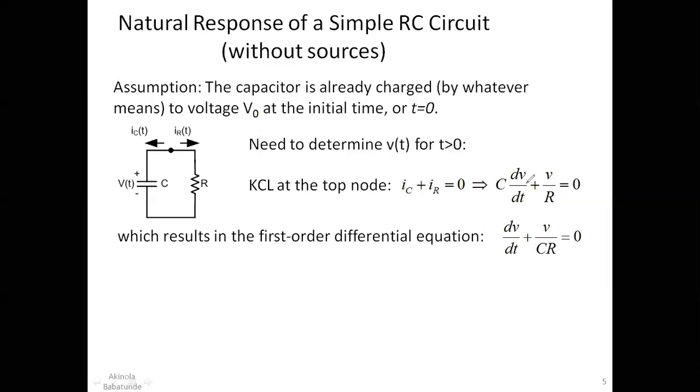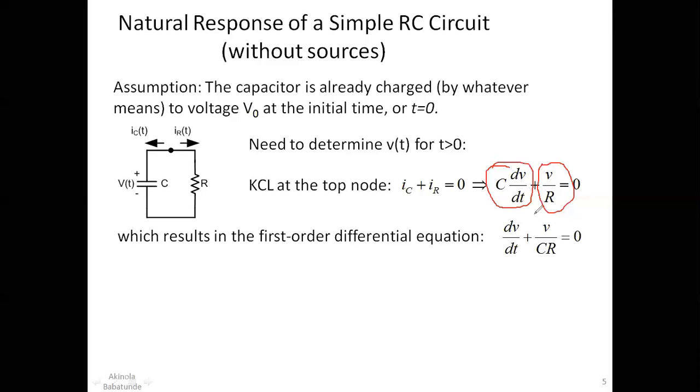And then we know our IC to be C dV/dt from our previous studies. And we know our IR, applying Ohm's law, to be V over R, also from our previous studies. You add both of them together, you equate them to 0. So what you have here right now is a first order differential equation if you rearrange this.